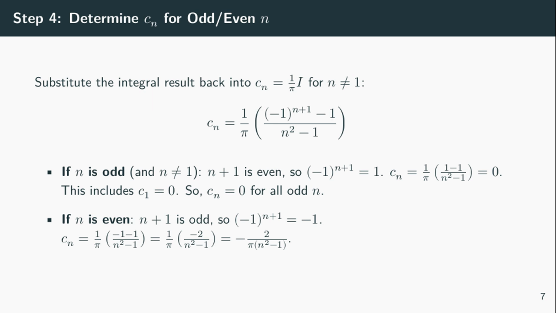If n is even, n plus 1 is an odd number, so minus 1 to the power of n plus 1 is equal to minus 1. Cn is 1 over pi times minus 1 minus 1 over n squared minus 1, which is 1 over pi times minus 2 over n squared minus 1. This gives us Cn equals minus 2 over pi times n squared minus 1. This is for all even n.